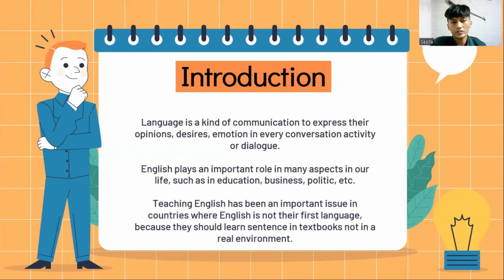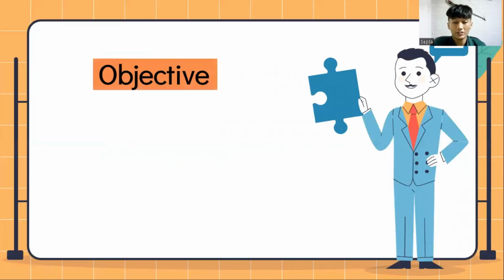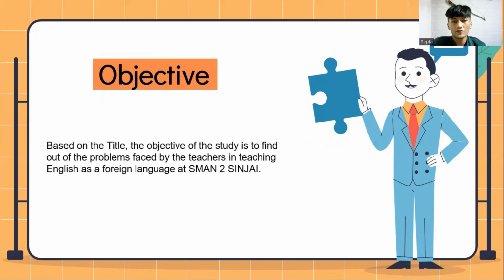Learning a second language is difficult for learners because they cannot speak English in real situations, because they should learn sentences in textbooks, not in a real environment. And the next one, we have the objective. Based on the title, the objective of this study is to find out the problems faced by the teachers in teaching English as a foreign language at SMA N2 Sinjai.